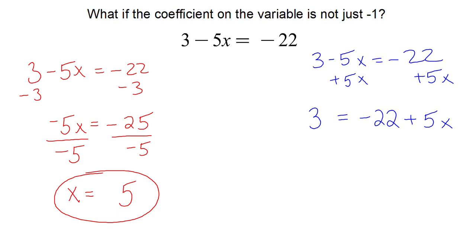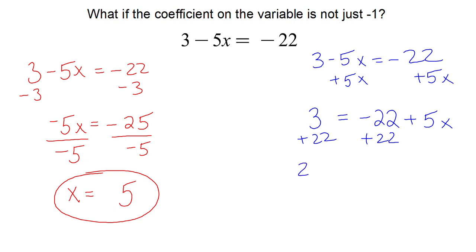Now our next step, our second step, is to clear off anything that's attached to that same side as the x, but not actually attached to the x, right? The 5x is one thing. We've got a minus 22 over here that's not really attached to it. So we'll get rid of that minus 22. To clear off a negative 22, we're going to want to add 22 to both sides.